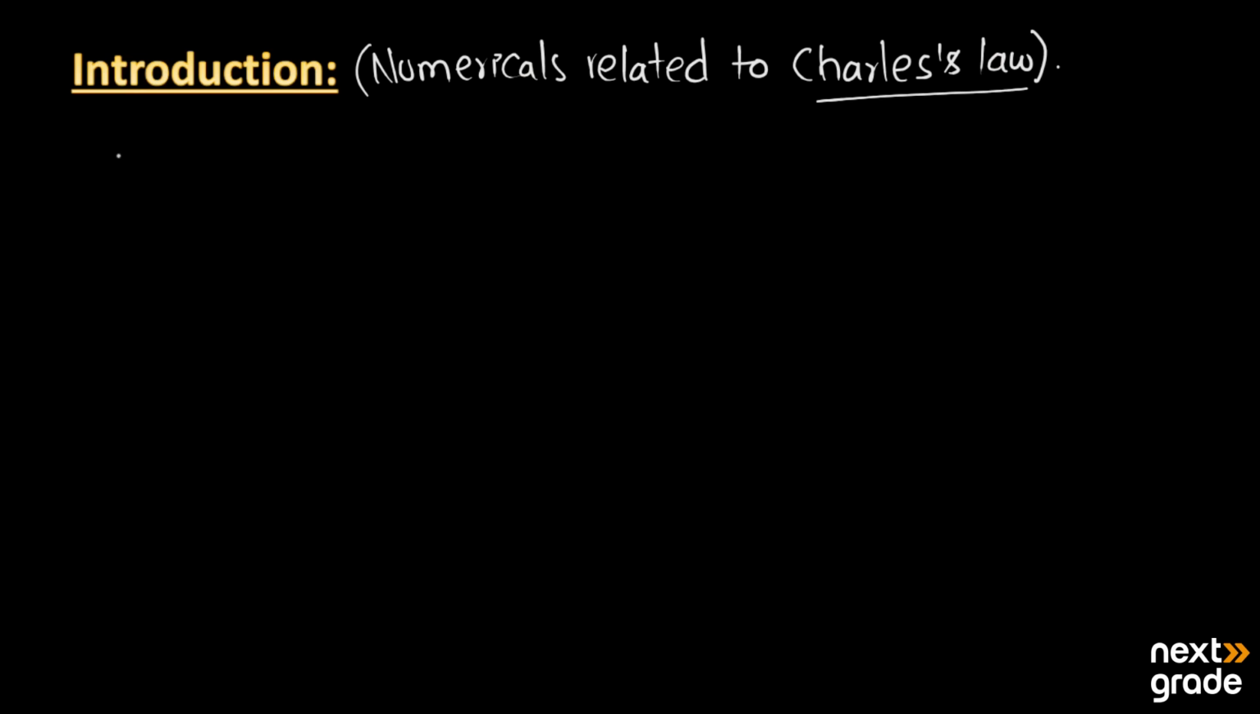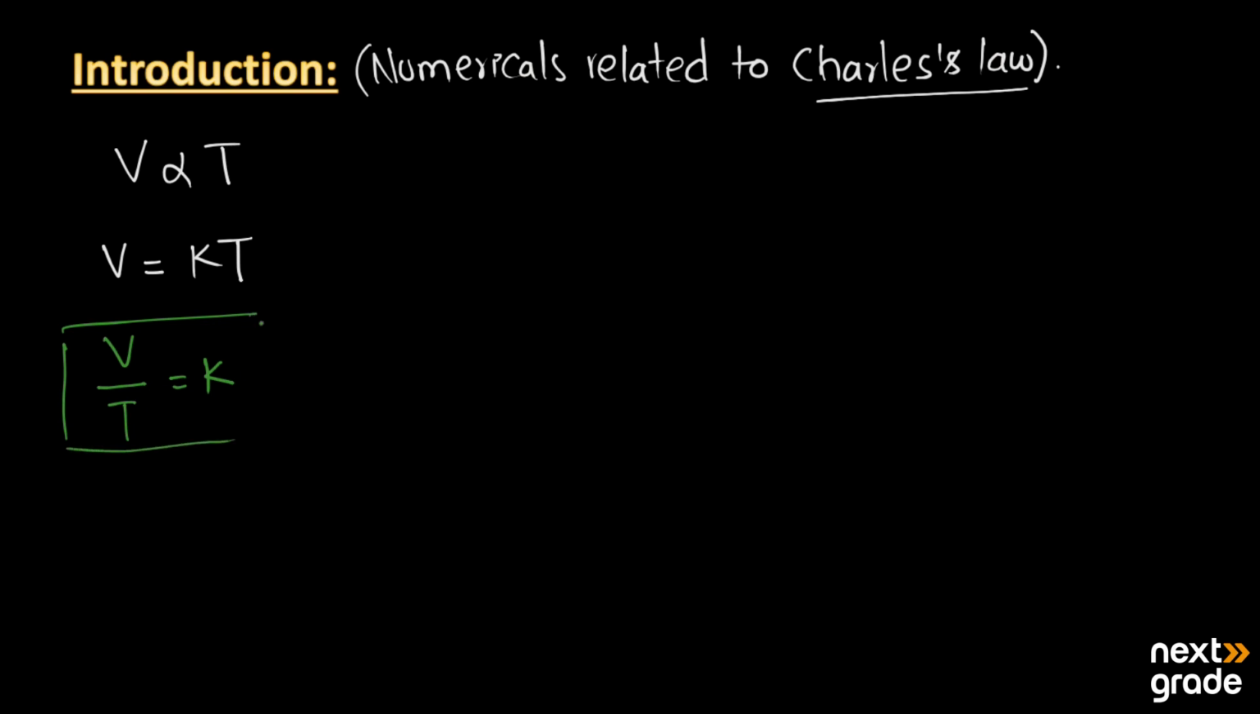Mainly he proposed that the volume is directly proportional to the temperature. By removing the proportionality sign, we get V is equal to K into T, and by rearranging this, the final formula is V over T equal to a constant value. It means the ratio of volume to temperature is constant for Charles law, and here the pressure must be kept constant, so there is no change in the pressure.